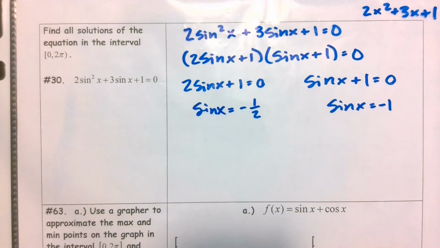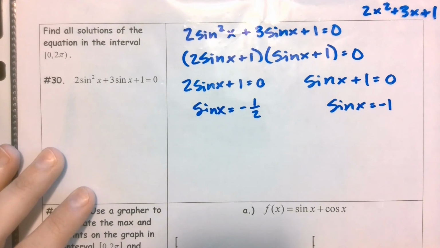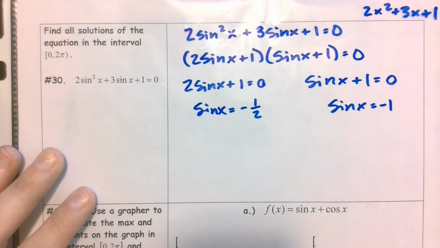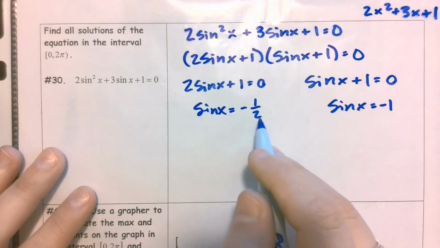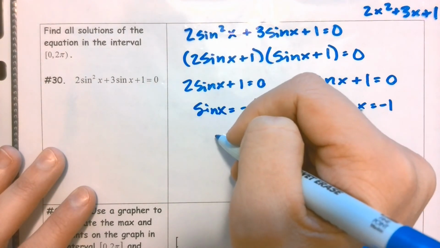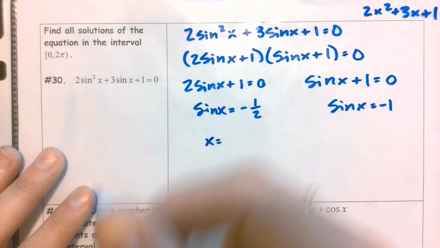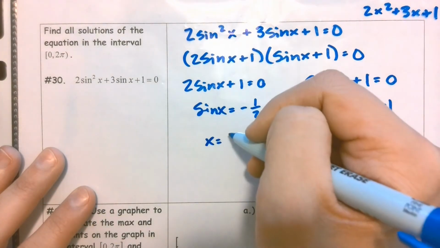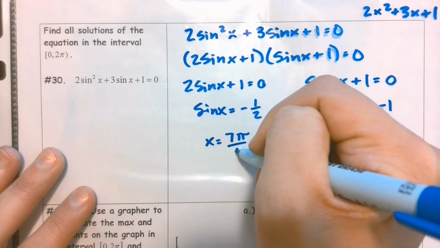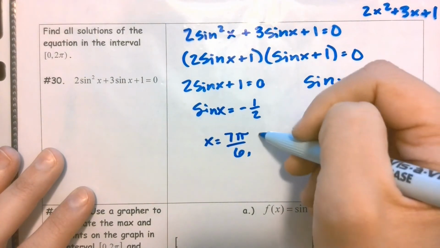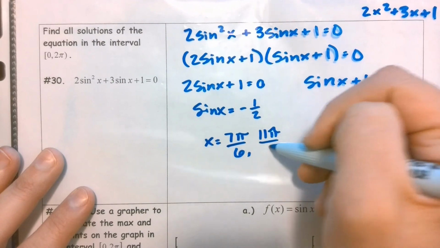So for the left equation, we get that sine of x equals negative 1/2, which we know since it's negative, that's happening in the third and the fourth quadrant. Our reference angle when sine equals 1/2 is a pi over 6 reference angle. So in the third quadrant, we should have 7 pi over 6. And in the fourth quadrant, we should have 11 pi over 6.